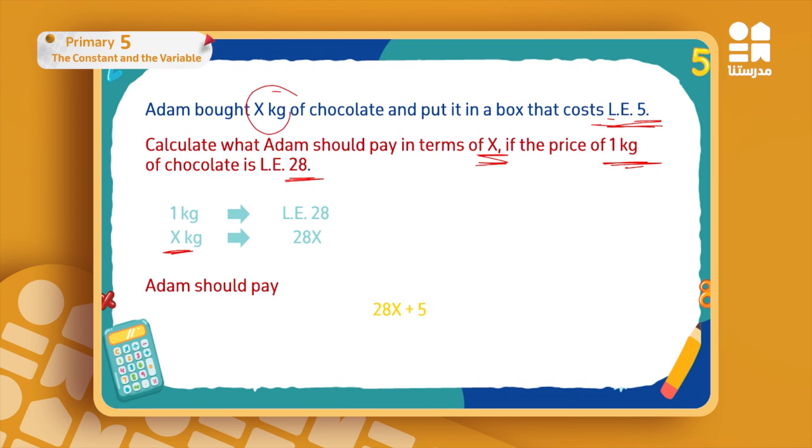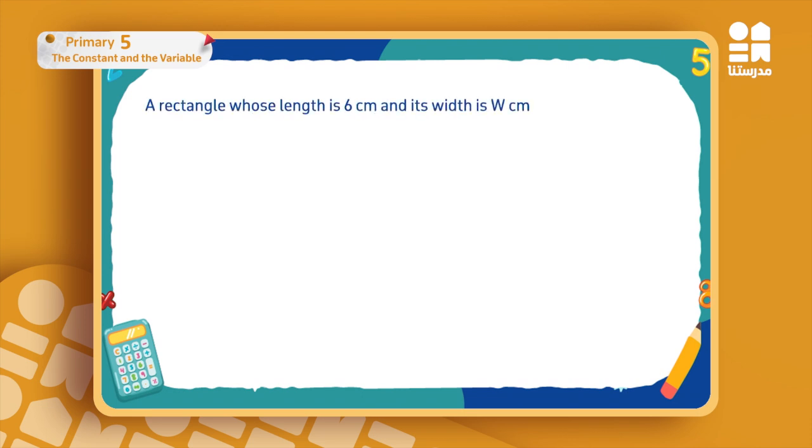Okay? So here, if I ask him to buy, or I say that he buys 1 kilogram, it will be 28 plus 5. If he buys 2 kilograms it will be 28 times 2 plus 5. 3 kilograms, 28 times 3 plus 5, and so on.